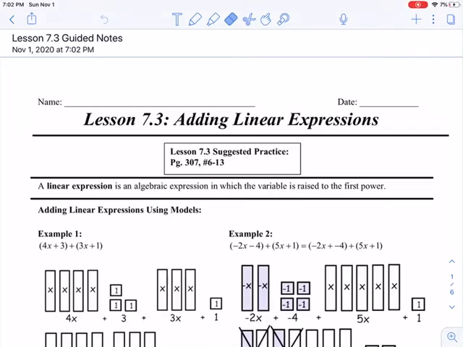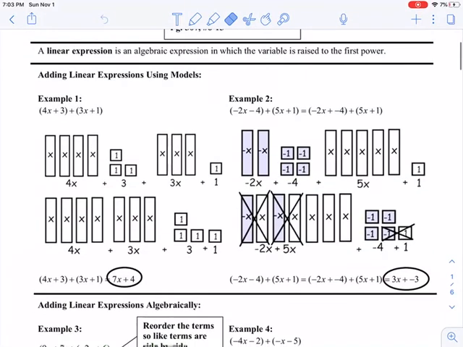We are moving into lesson 7.3 with adding linear expressions, and I think you will find this to be very similar to what we did in 7.2 with simplifying algebraic expressions. So there's some examples here using algebra tiles. You can look over those. You can always draw those if they help you with adding.